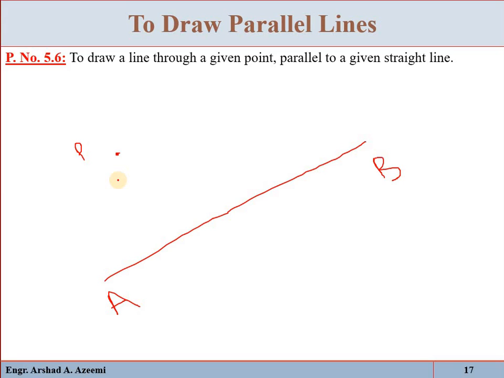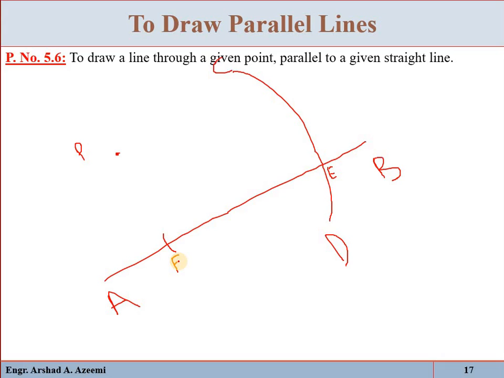Okay, so with center P and any radius, draw an arc CD which will intersect AB at point E. Now with center E and the same radius at which you have drawn the arc CD, mark here an arc. Suppose that is F.